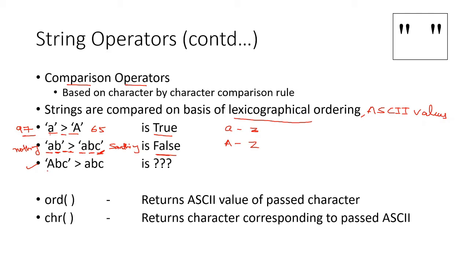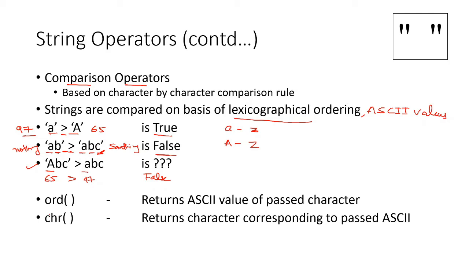Now the first characters on both sides are different. On the left hand side it is capital A, on the right hand side it is small a. We're going to translate them into their respective ASCII values. The ASCII value of capital A is 65, the ASCII value of small a is 97, and when you compare them, you can notice that this statement is false, so you're going to get false.